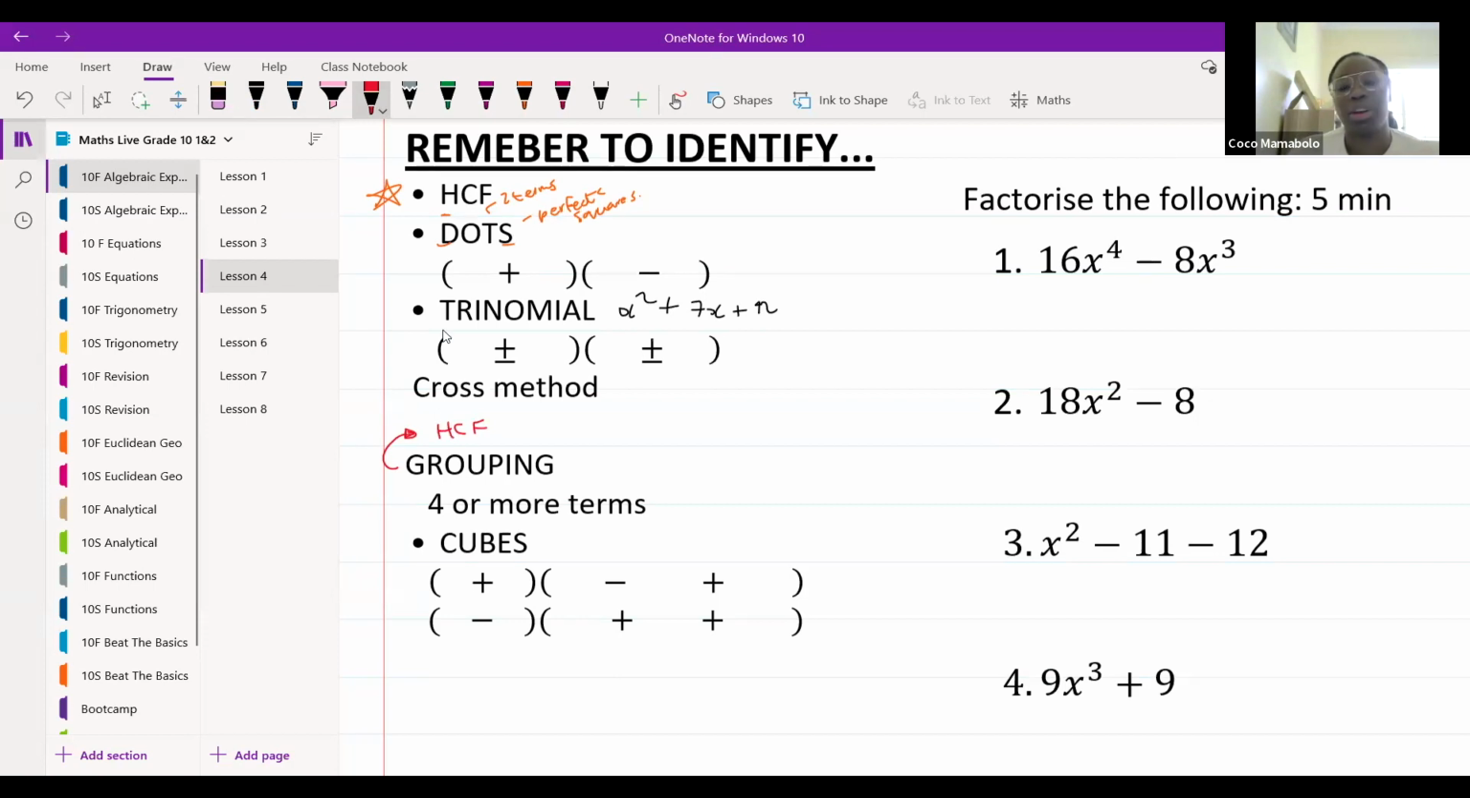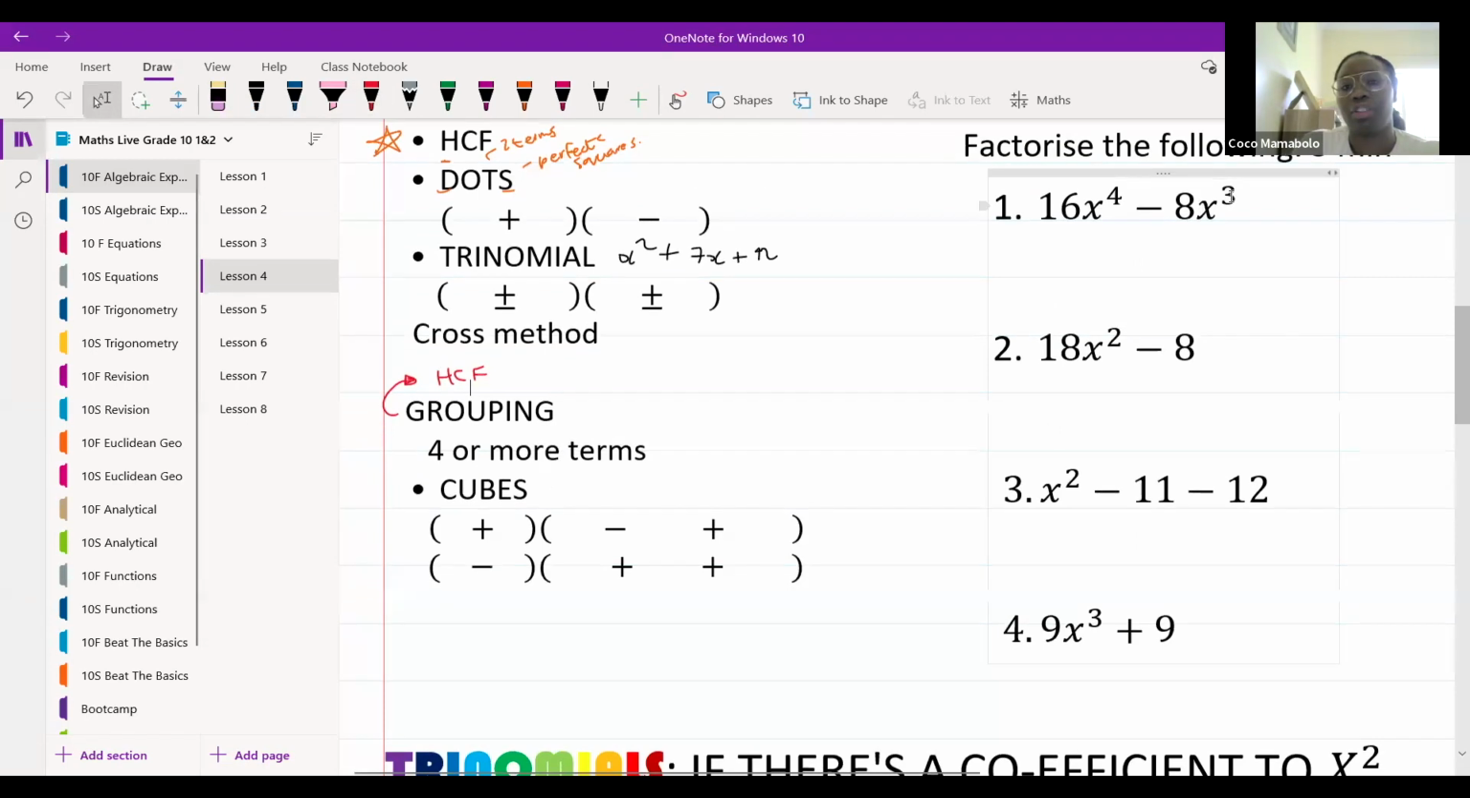But for now, I'm going to give you all 5 minutes. Look at the 4 questions that I've given you over here on the right-hand side. You've got 5 minutes to factorize the following. And then when you're ready, you can pop your favorite emoji in the chat.